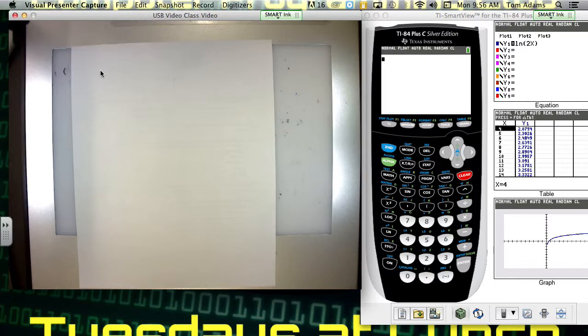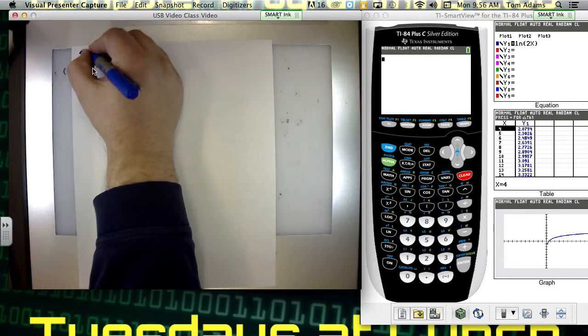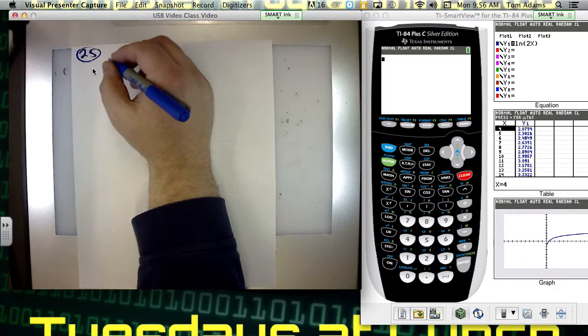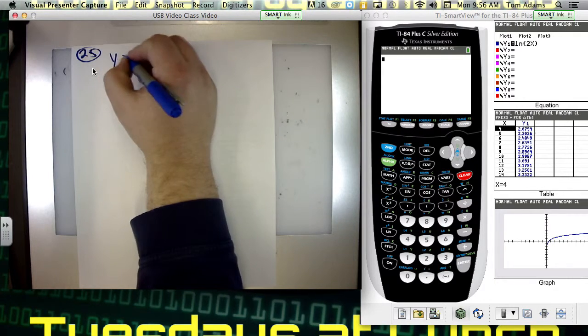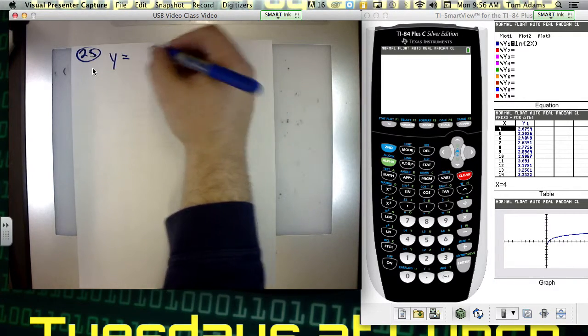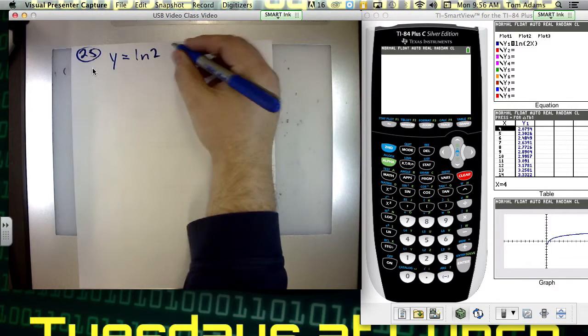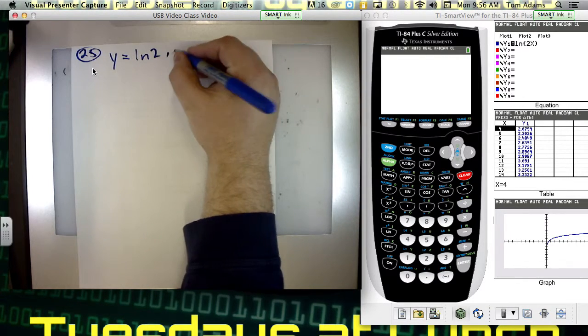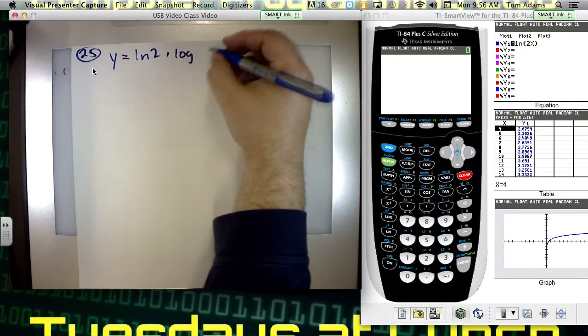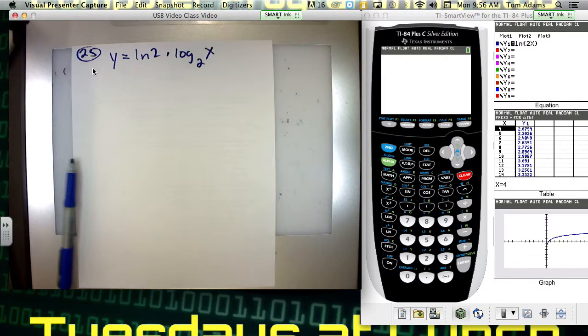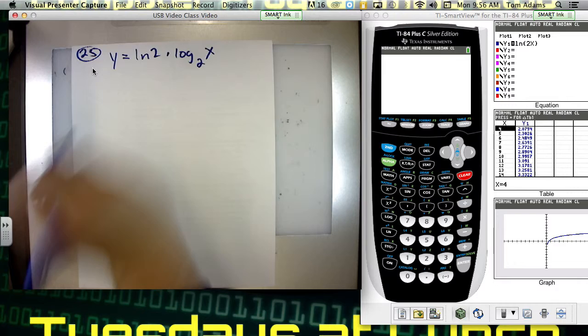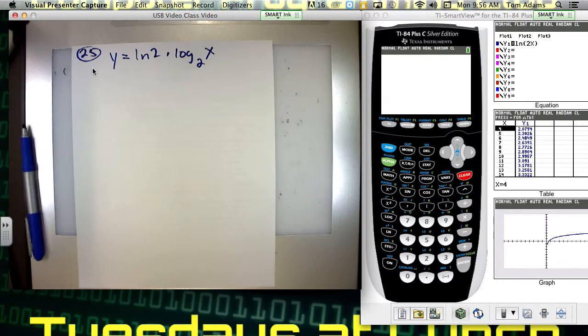For problem number 25, basically all of your homework problems are going to have some sort of logarithmic function, and then you're going to take the derivative of it. So we have the natural log of 2 times the log base 2 of x. All right? And what we're asked to do is find the derivative of this. So now, before we even get started, what do you think we should do?